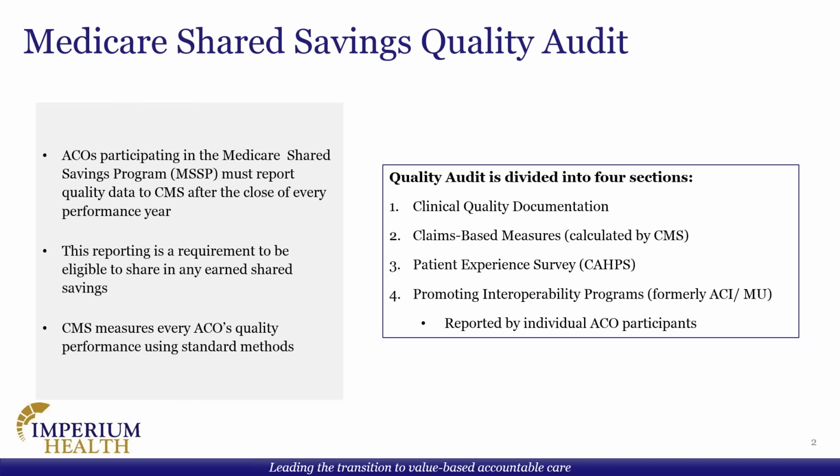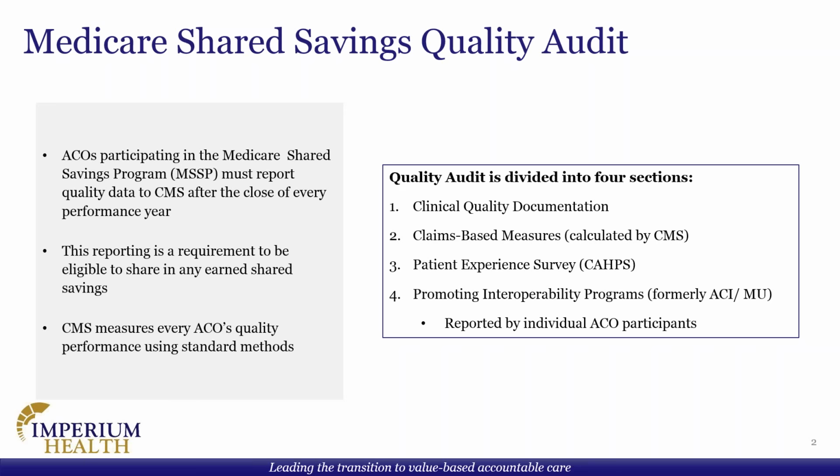The ACO is evaluated on claims-based measures, and those are measures that CMS calculates in the background based on attributed beneficiaries. Those are focused on admissions, readmissions, and advanced imaging utilization. Every ACO is required to participate in a CAHPS survey, or an ACO CAHPS survey. This is included in the ACO's overall quality score.